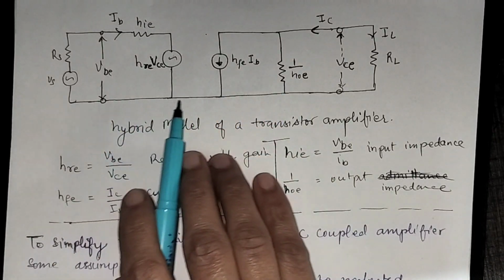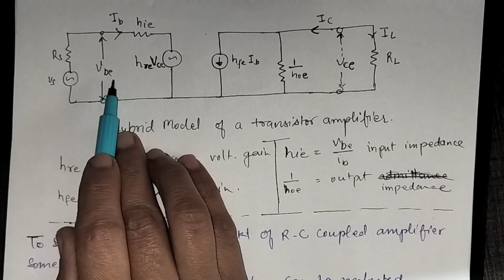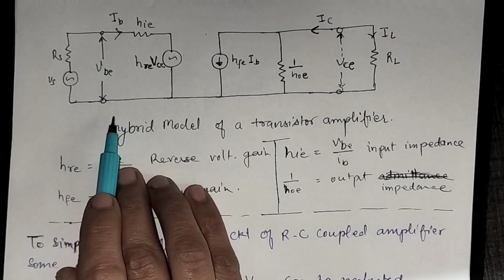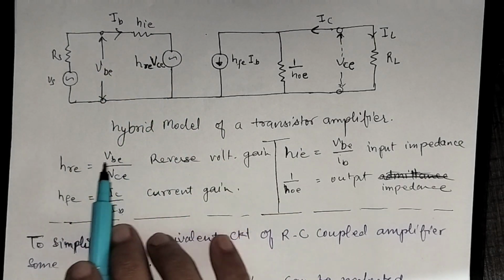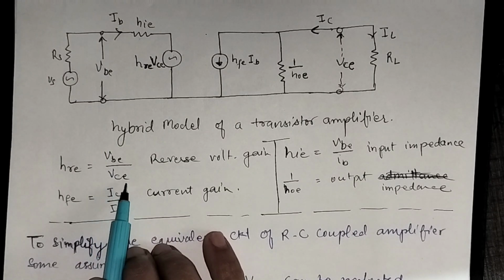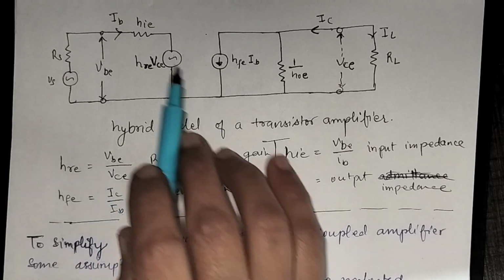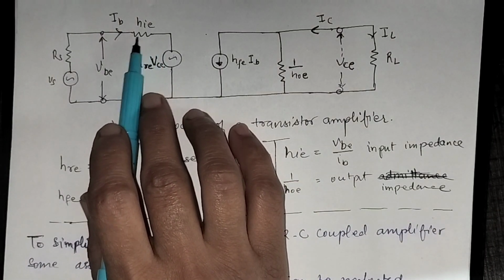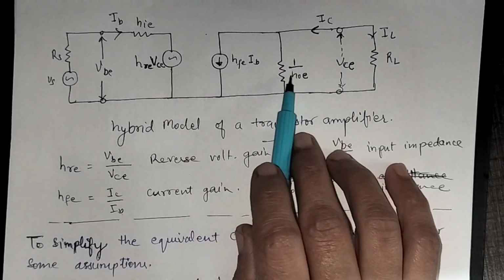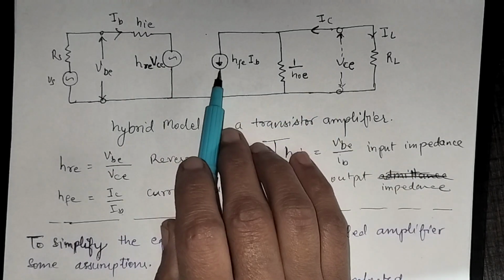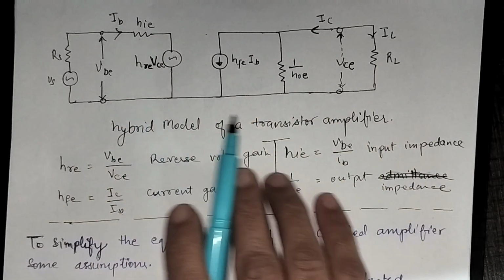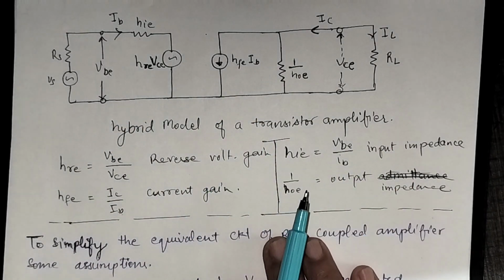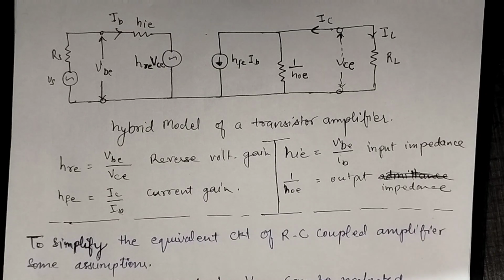The parameters used in this hybrid model are: VB is the voltage between the base and the emitter, and this HR is the reverse voltage gain, which is VB upon VC, where VC is the output voltage. This HI is the input impedance, and 1 upon HO is the output impedance. This HF is the current gain of the transistor. Using this hybrid model, we will draw the AC equivalent circuit of the RC coupled amplifier.